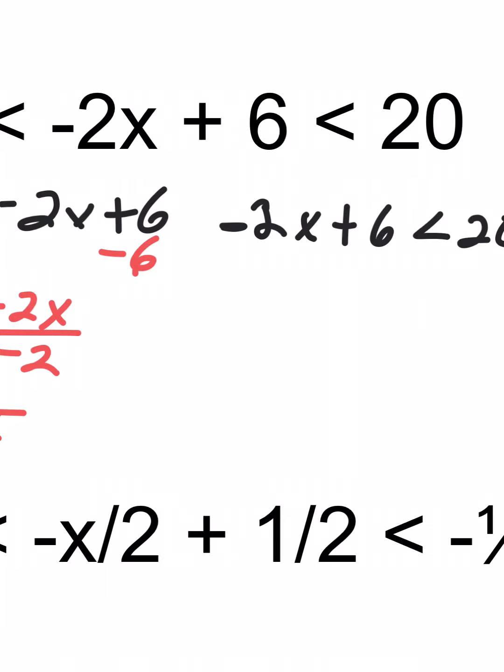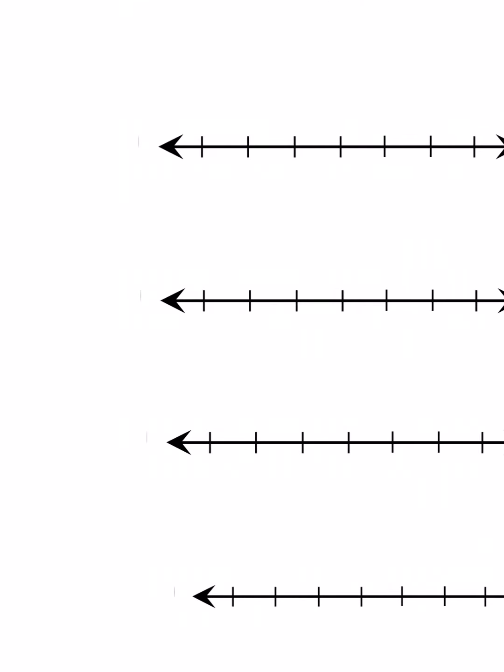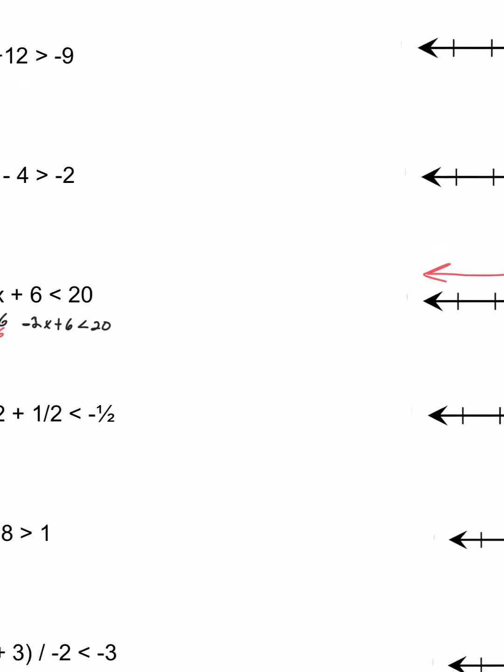And so let's plot this on the number line. X is less than negative 2. So let's say that this is negative 2 right here. And we'll do an open circle. And it'll go to the left because it's x is less than negative 2.